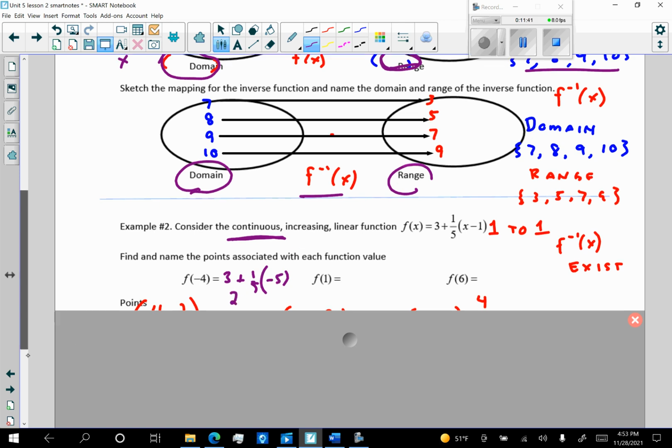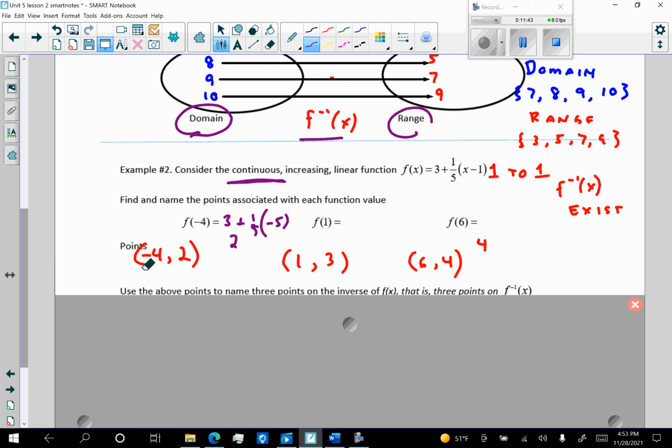So that's going to tell me that negative 4, 2 is a point on f, putting negative 4 in. And if I put 1 in, 1 minus 1 is 0, f of 1 is going to be 3. So the point 1, 3. These are the points on f, and I want to find the points associated with each function value for this particular function.